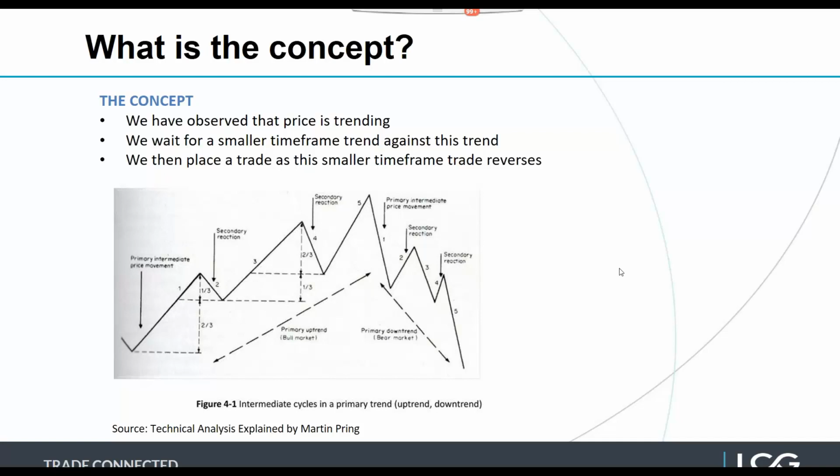So as I've written here in terms of the concept, we've observed that price is trending. We wait for a smaller time frame trend against this trend. So in Pring's terms, we wait for the secondary action to go against the primary trend, and then we place a trade as soon as this smaller time frame trend reverses.